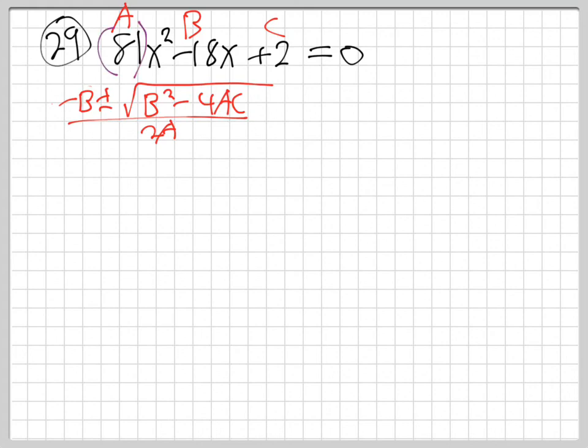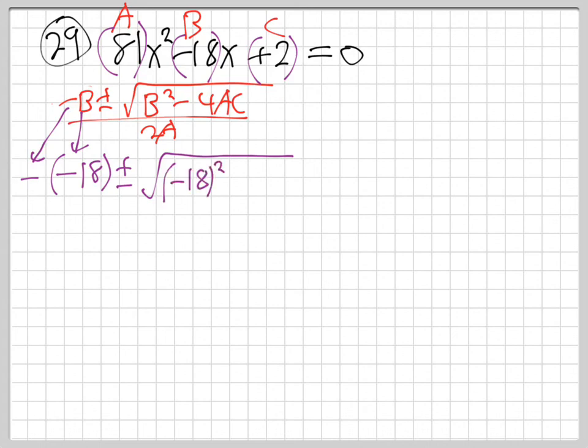So I'm going to put parentheses around this 81, parentheses around this negative 18, and parentheses around this plus 2 as I plug them in. So negative 18, right? The negative from the formula and then the negative from the b. Again, two negatives, positive, right, in a minute. Plus or minus the square root of b squared minus 4 times a times c.